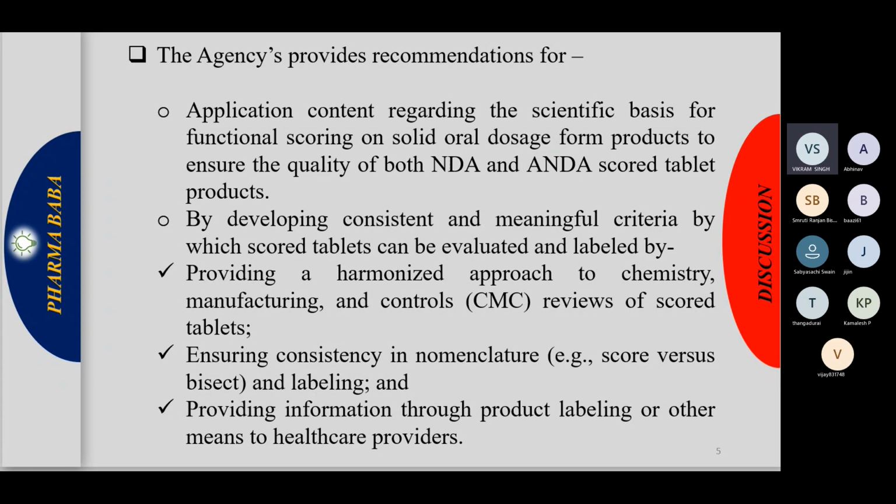Then providing information through product labeling or other means to the healthcare provider. It means what the agency wants is that by seeing the label itself, by seeing the words functional score itself, the healthcare provider, the pharmacist, the doctor, should know that this tablet can be split and given in equal halves if dosing requires, if the dosing regimen requires. So from the labeling itself, it should be clear. That is also addressed in this guidance.